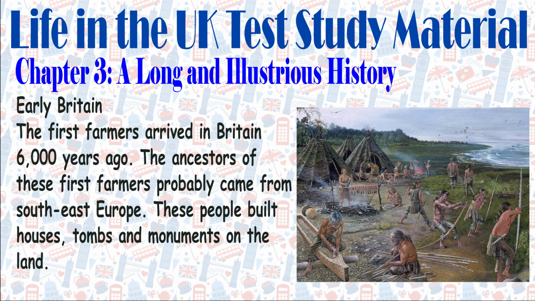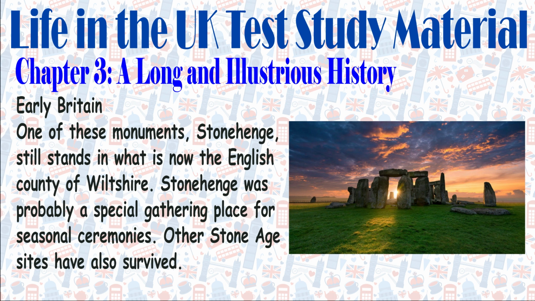The first farmers arrived in Britain 6,000 years ago. The ancestors of these first farmers probably came from Southeast Europe. These people built houses, tombs, and monuments on the land. One of these monuments, Stonehenge, still stands in what is now the English county of Wiltshire. Stonehenge was probably a special gathering place for seasonal ceremonies.